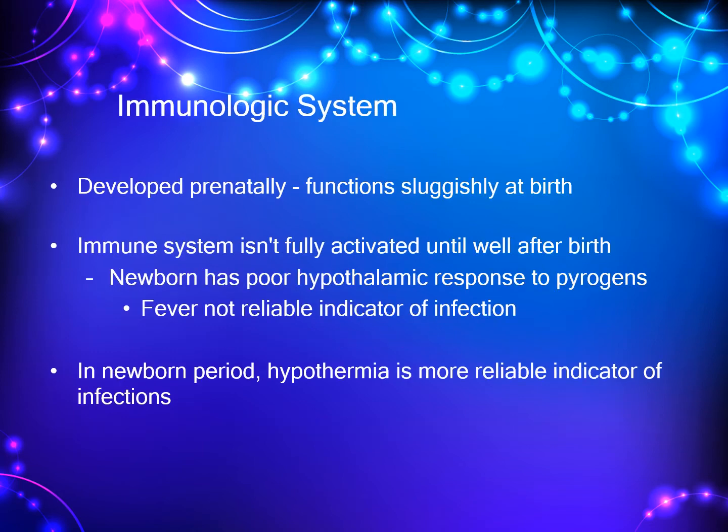A quick review of the newborn's immune system. The newborn's immune system is developed prenatally. However, at birth, it does function sluggishly. The immune system isn't fully activated until well after birth. Okay? The newborn has poor hypothalamic response to pyrogens, so therefore a fever is not a reliable indicator of infection. In the newborn period, hypothermia is a more reliable indicator of infections.